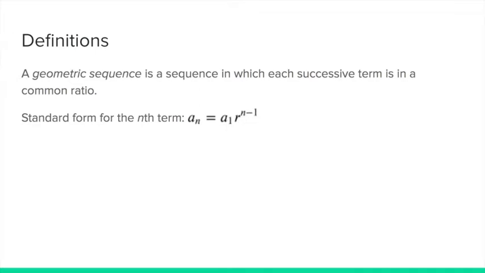With geometric sequences, instead of going up by a fixed amount, it goes up by a fixed ratio or down by a fixed ratio. So if you divide any two successive terms, you'll get the same number every time. Okay, and that number we call r. So the r is what's known as the common ratio, and then you can see in this formula here, a1 is the first term, a sub n is the nth term.